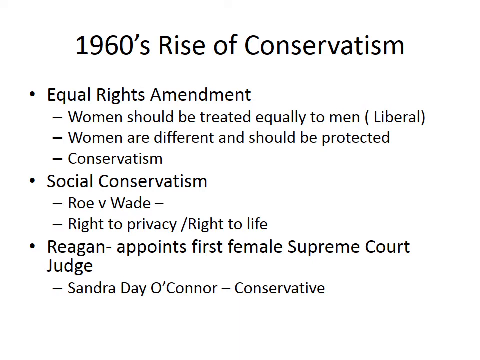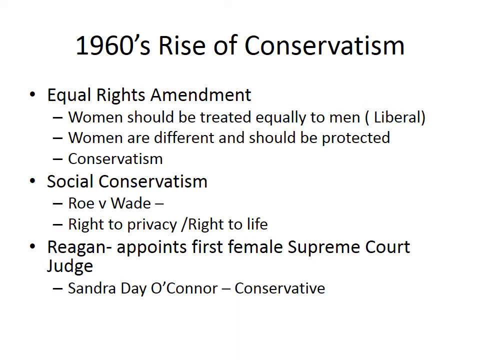So in the 1960s, of course, you saw the civil rights movement, and then you saw these other movements emerge. One of those movements was the women's rights movement, and they were pushing for an Equal Rights Amendment. Liberals, of course, are going to support this, saying that women should be treated equal, that they should receive equal pay for equal work. Conservatives are going to say that the Equal Rights Amendment hurts women because it doesn't protect them, and that women are biologically different, and that we are not equal to men, and that instead of making us equal, we should be protected.